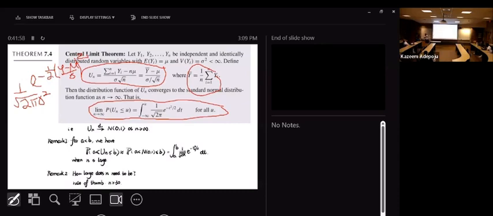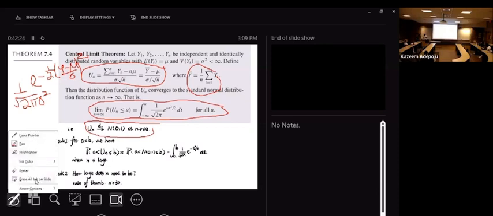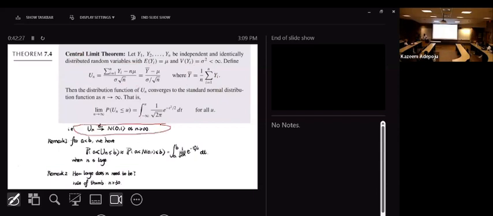Let me tell you this. We can use the central limit theorem on a normal distribution. We can also use the central limit theorem on a distribution that is not normal. It doesn't matter. So take a look at this guy. What that guy is telling me is that Un converges in distribution. You see the D, right? It converges in distribution to that as the sample size becomes large.